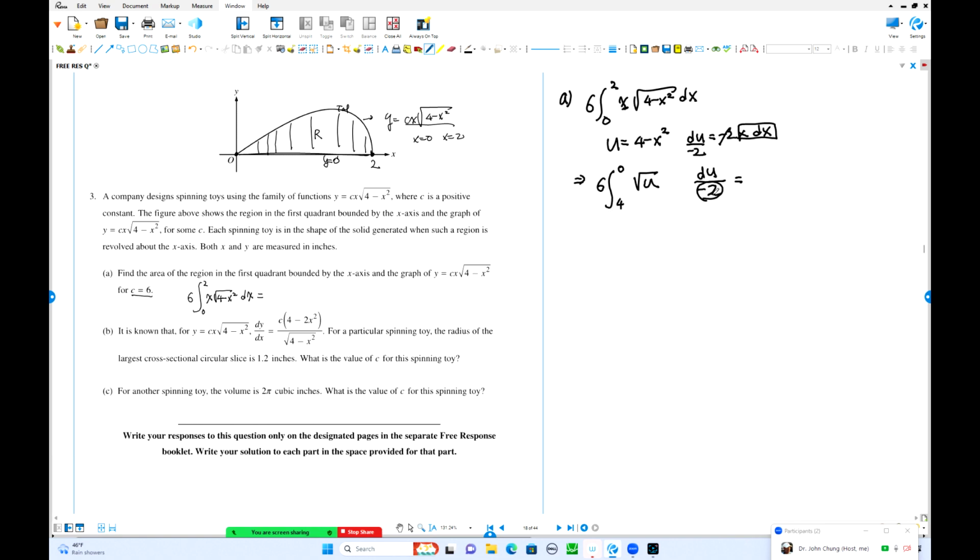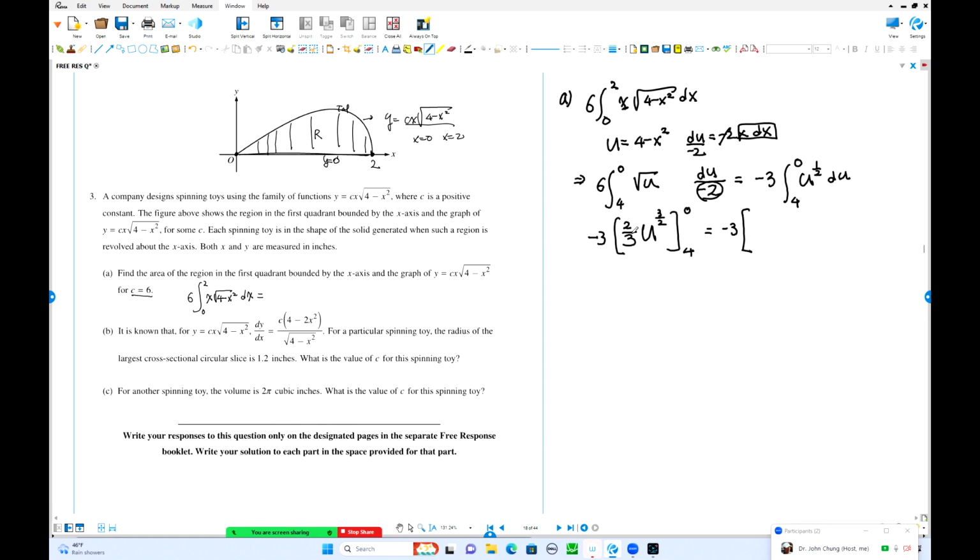Are you okay with this? 6 divided by negative 2 is negative 3. Take the integral from 4 to 0 of u to the 1/2 du. Now take the antiderivative. The antiderivative of u to the 1/2: plus 1 is u to the 3/2, and we divide by 3/2, which is multiplying by the reciprocal 2 over 3. You still have a negative 3 there. Now take the integral from 4 to 0.